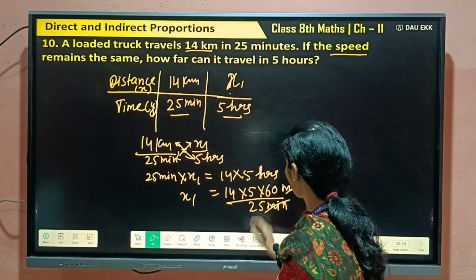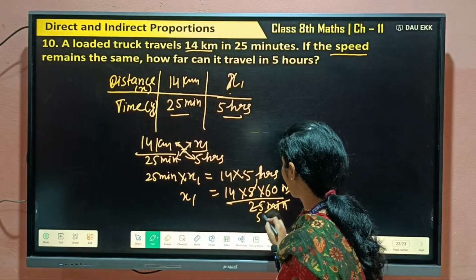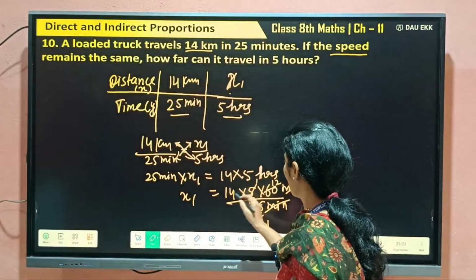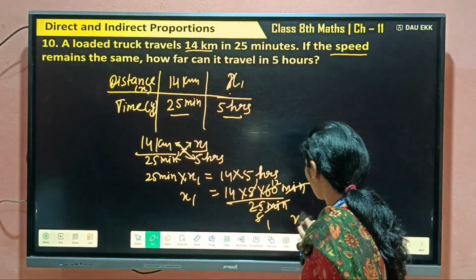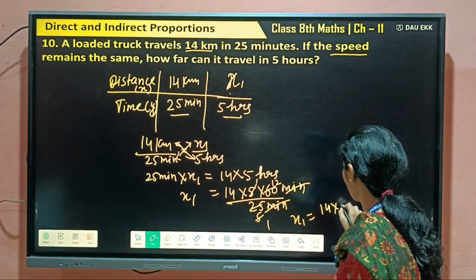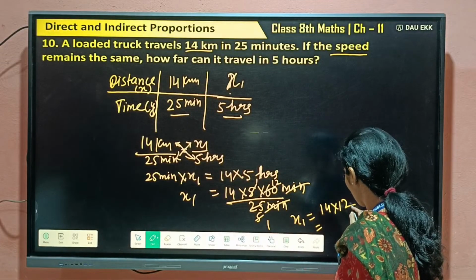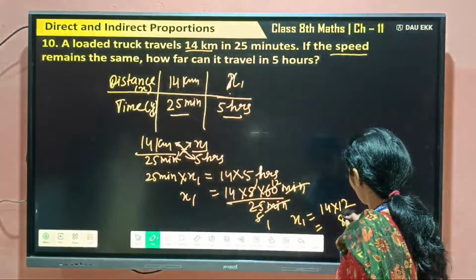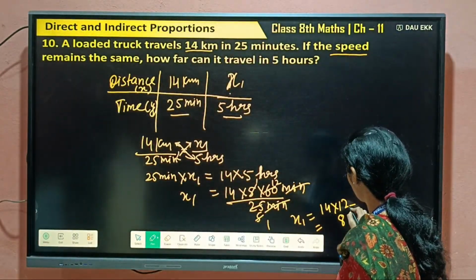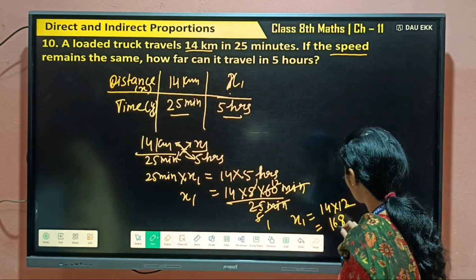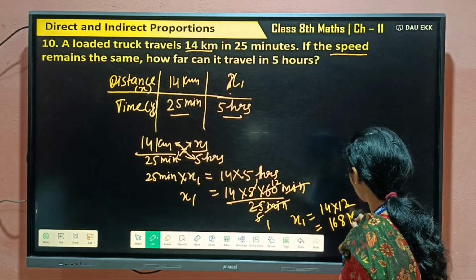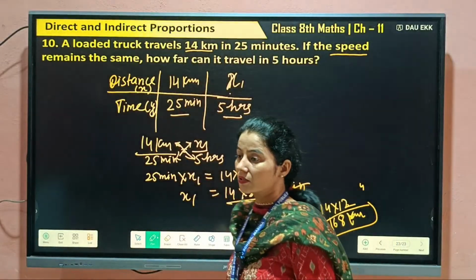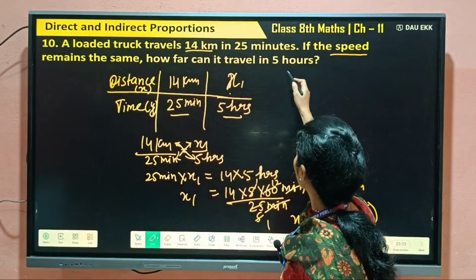This to this cancel. 5 1s are 5, 5 5s are 25, 5 1s are 5, 5 2s are 10. Multiply 12 and 14. x1 is 12 into 14. 14 4s are 56, 12 1s are 12, and 4, 168 kilometer. The truck will travel 168 kilometer distance in 5 hours.